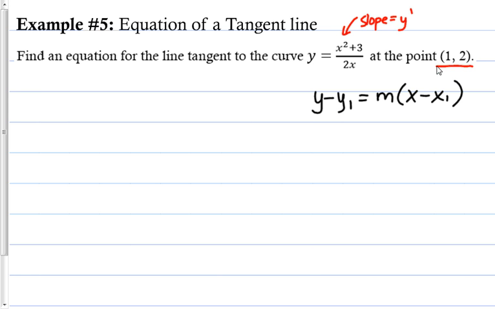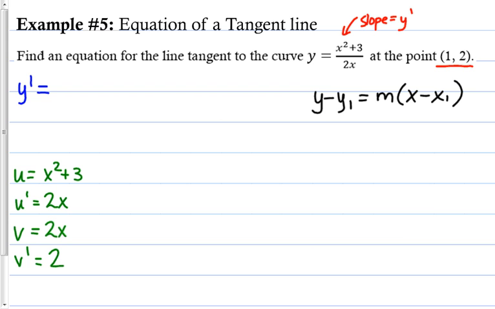So y prime. Let's see. Oh, that's a fraction. Okay, dokie. So let me get my pieces. U is the top, x squared plus 3. U prime is going to be the derivative of that, which is 2x. V is the bottom, which is 2x. And then v prime is going to be 2. So there are my pieces. If it helps, let me write this out. V times u prime minus u times v prime over v squared.